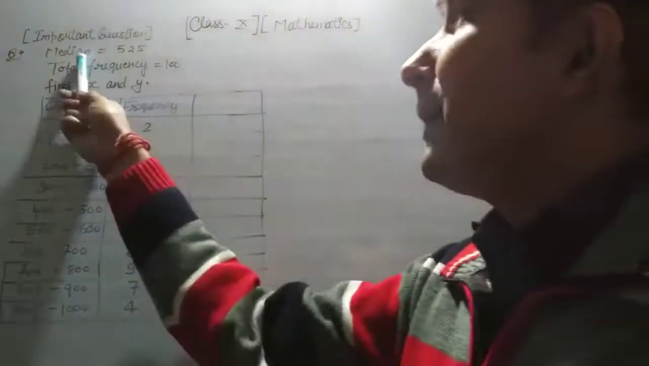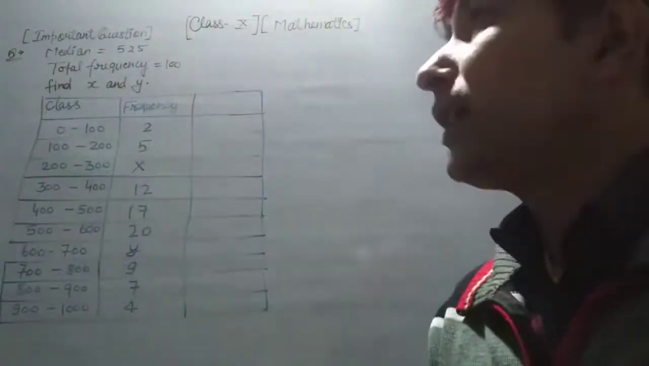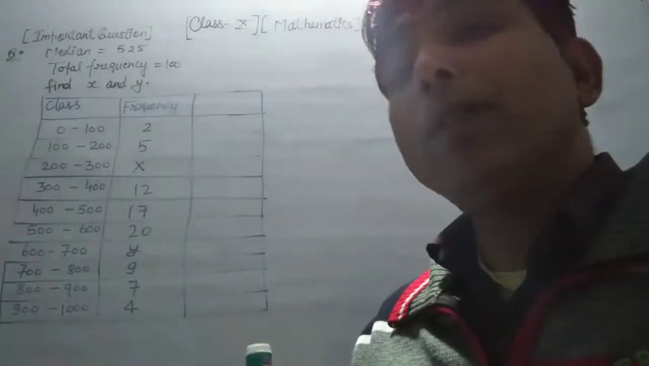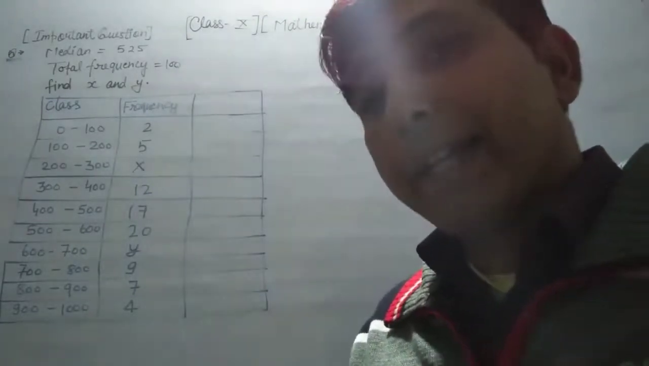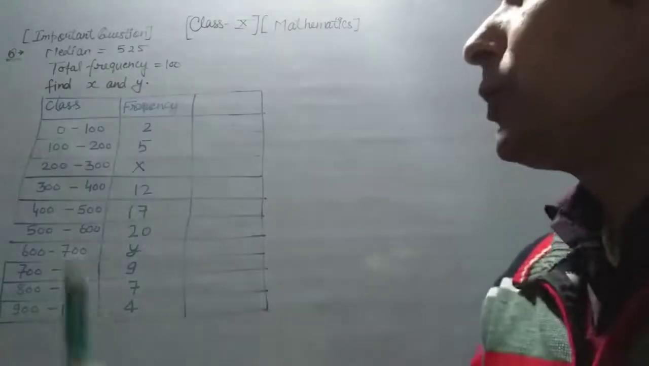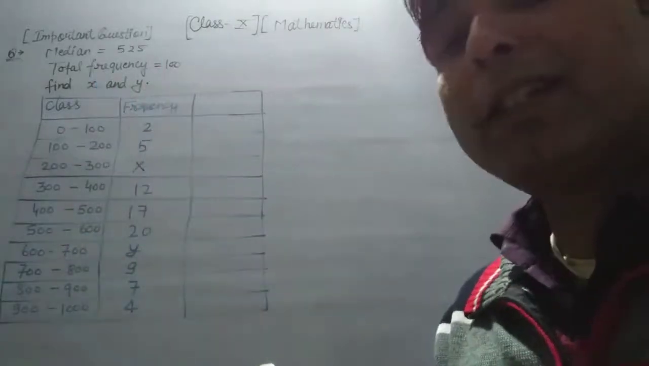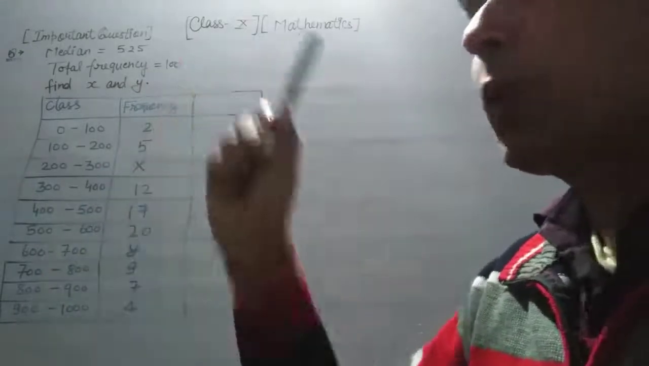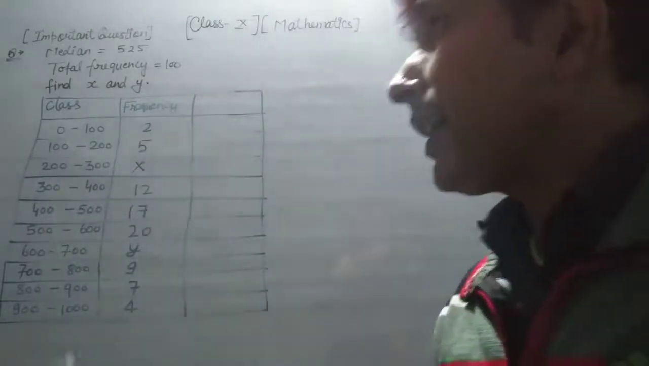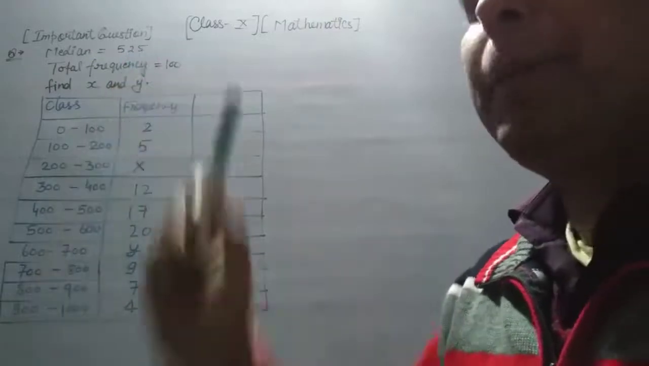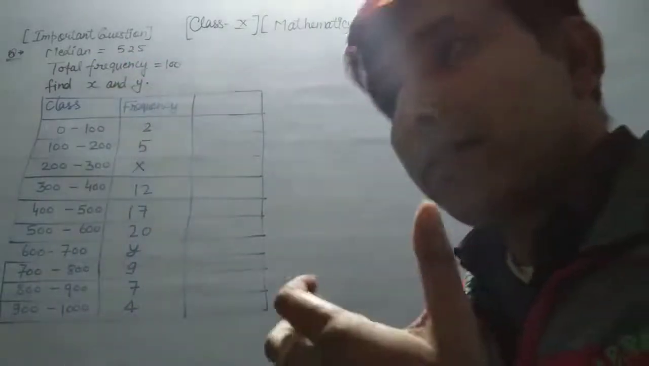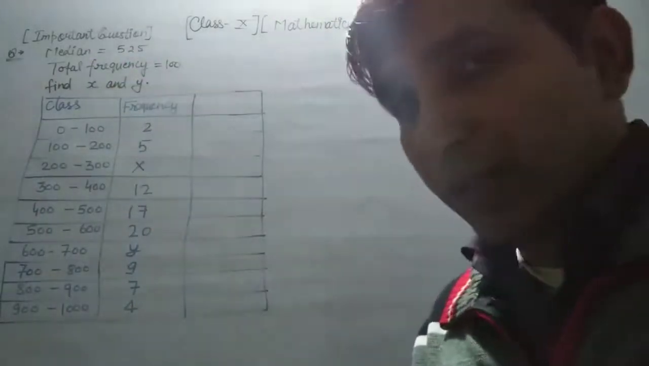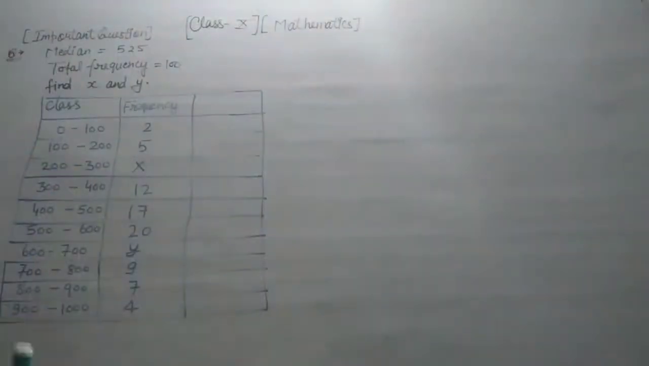Okay, so the median is equal to 525. First of all, you know the formula of the median. Then you have to use the total frequency to create one equation, and use the median to create the second equation. So see how to solve this question.